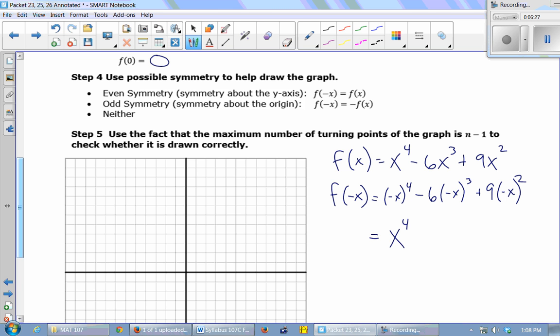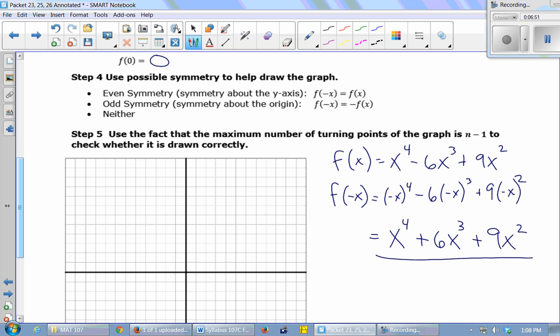x to the fourth. Negative x cubed means negative x times negative x times negative x, which is negative x cubed. So I've got negative 6 times negative x cubed, that becomes plus 6x cubed. And then the negative x squared becomes positive x squared. So I have plus 9x squared.